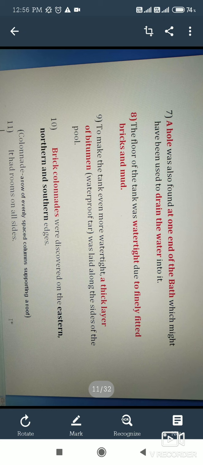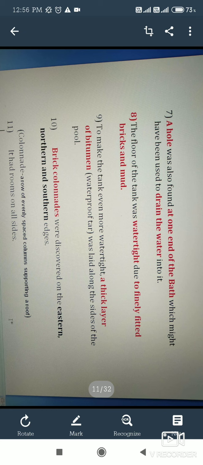The floor of the tank was watertight due to finely fitted bricks and mud. So they are making the floor of the great bath very watertight, using gypsum, using mud, using burnt brick, using bitumen, all these things. To make the tank even more watertight, a thick layer of bitumen, waterproof tar, was laid along the side of the pool. Okay, so they are using all these things so that the water cannot leak or be wasted.